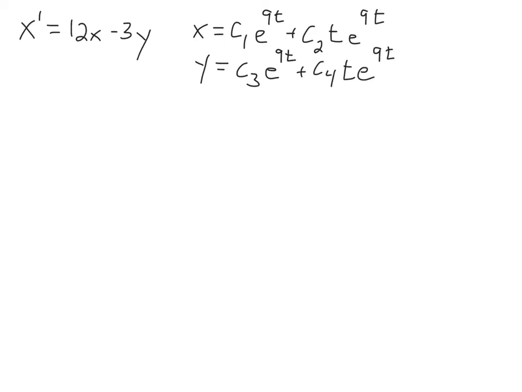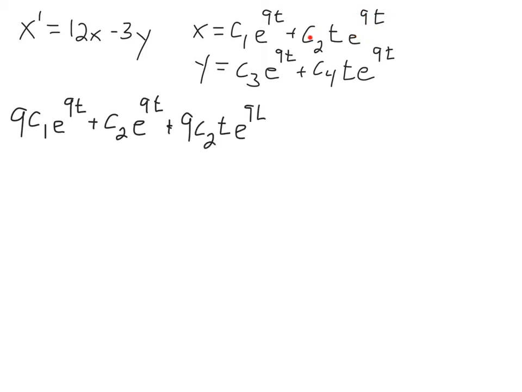Okay, so we've got the top equation from our original system, and we have our templates for what our solutions for x and y look like. So plugging these in, x prime would give me 9 c1 e to the 9t, and then applying the product rule on that second piece over here, I would get c2 times the derivative of t, which is 1. So I get c2 e to the 9t plus the derivative of this, which is 9 e to the 9t times c2 t. So there's my expression for x prime.